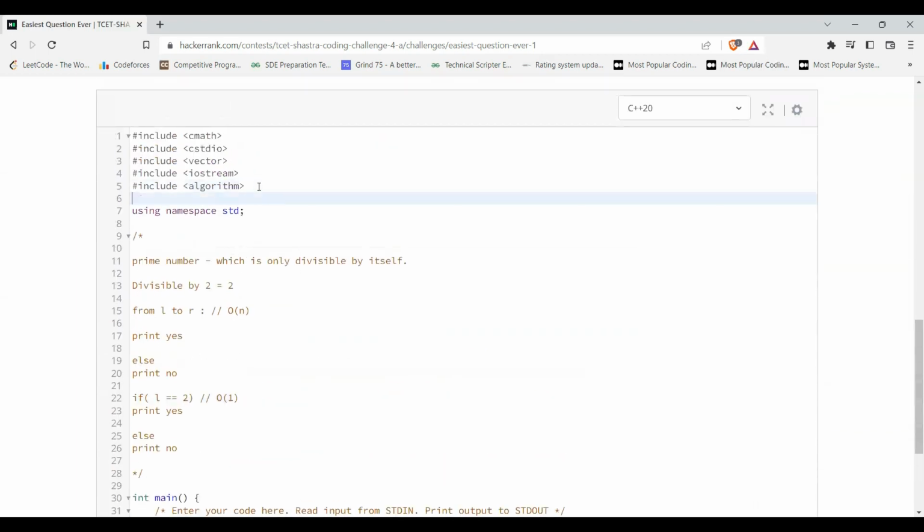So yep, this was the solution of this question. Let's implement it. It was quite a basic math question.